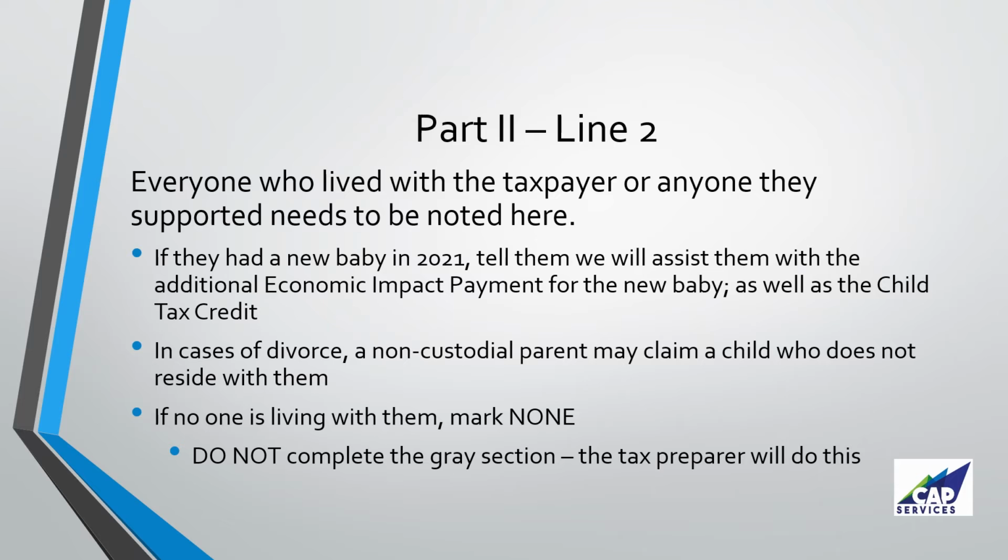Part 2, line 2. Everyone who lived with the taxpayer or anyone they supported needs to be noted here. If they had a new baby in 2021, tell them we will assist them with the additional economic impact payment for the new baby as well as the child tax credit. In cases of divorce, a non-custodial parent may claim a child who does not reside with them. This is allowed by court orders.